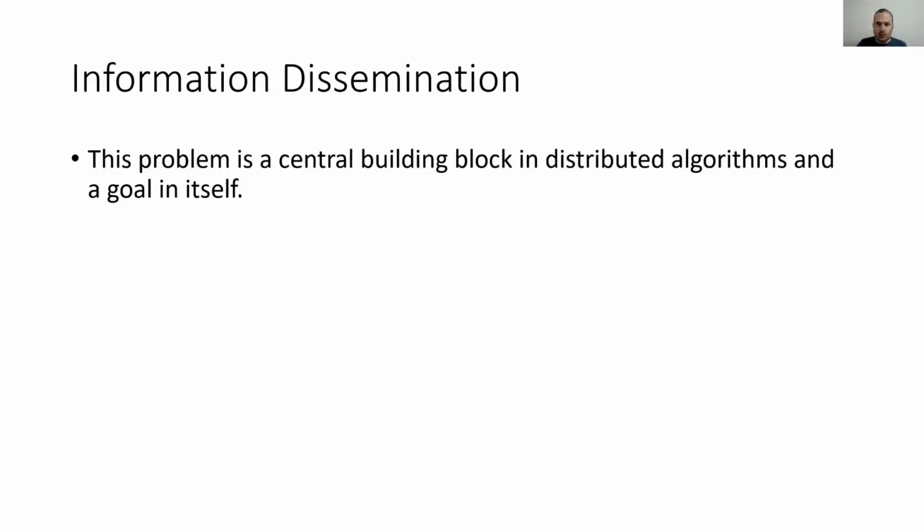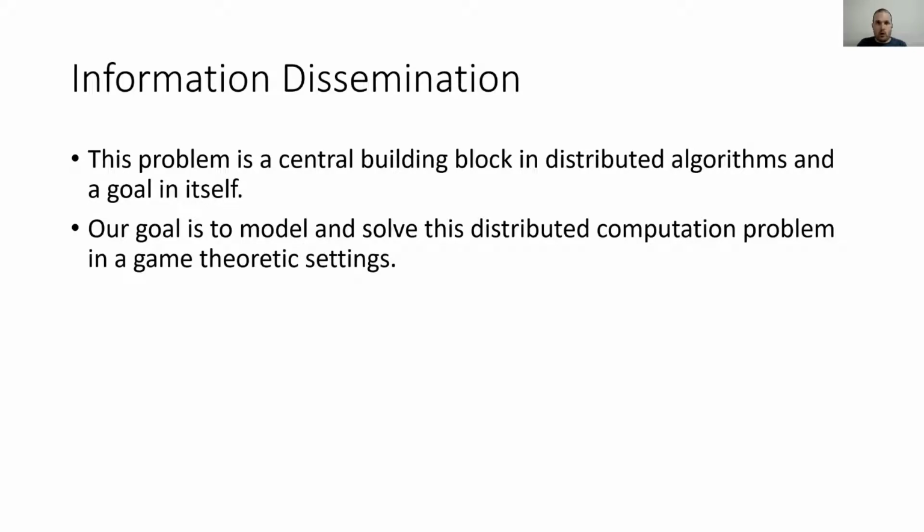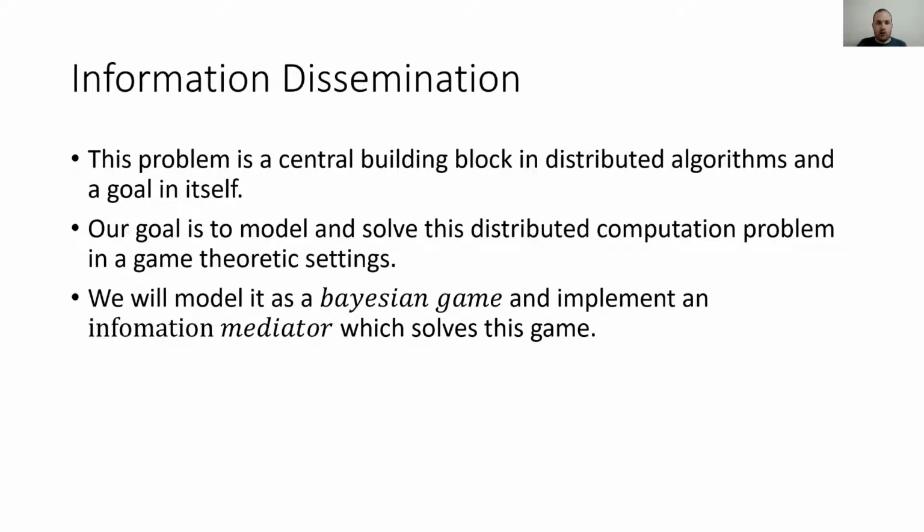Our work solves the information dissemination problem. This problem is a central building block in a lot of distributed algorithms and a goal in itself. We want to model it in game theory settings. So we will model it like a Bayesian game, and we will implement an information mediator for this game. This we will define later on.